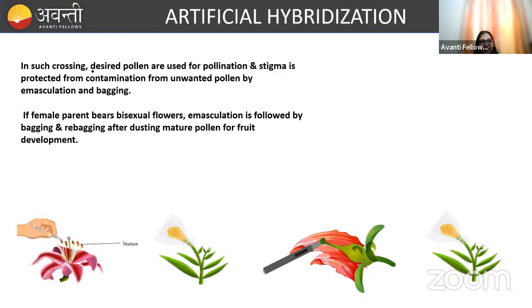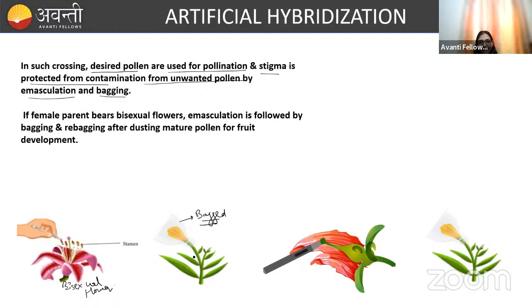In artificial hybridization, desired pollen are used for pollination, and the stigma is protected from contamination from the unwanted pollen by emasculation and bagging. This is a bisexual flower. We are removing the anther. Removal of anther is known as emasculation. And after the removal of the anther, the flower is bagged to avoid the contamination from the unwanted pollen.